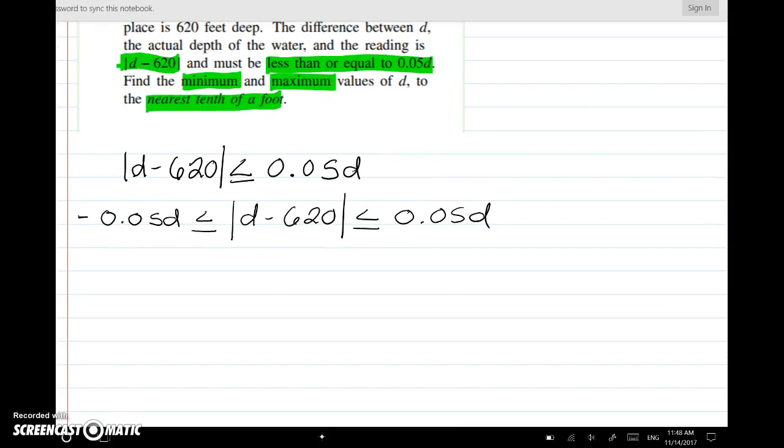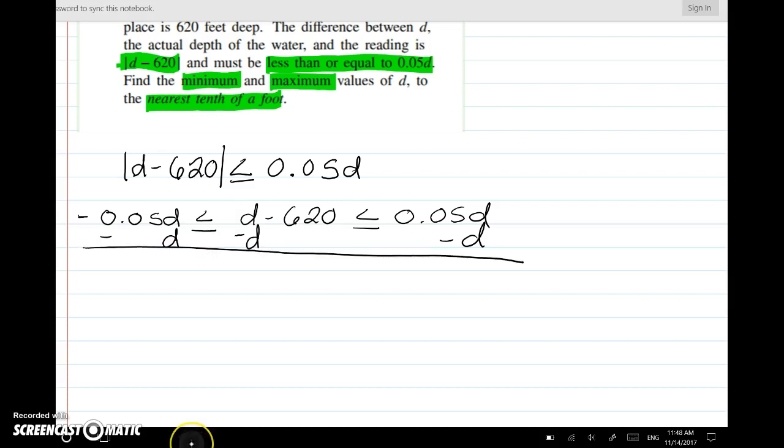I'm going to do this like I did before. I subtract D from both sides. I actually don't need the absolute value signs anymore because I split it up. And I get negative 1.05 D minus 620 is less than or equal to negative 0.95 D. Now this is where people are going to get stuck.